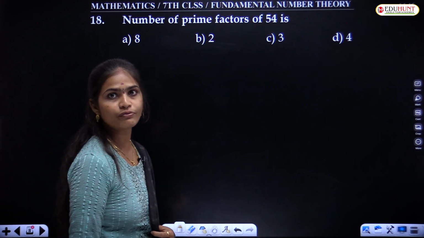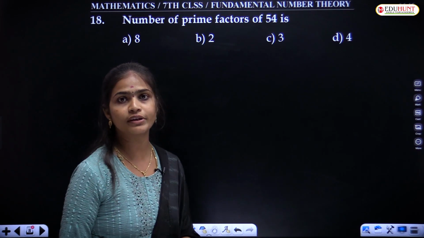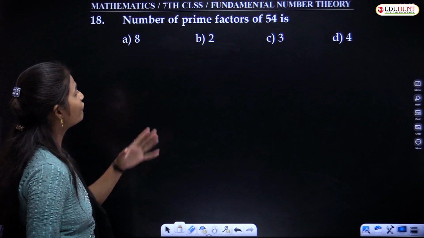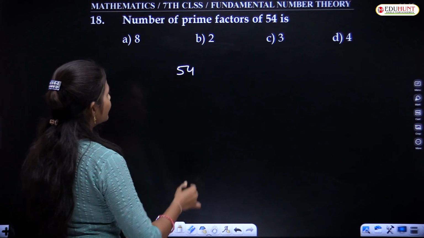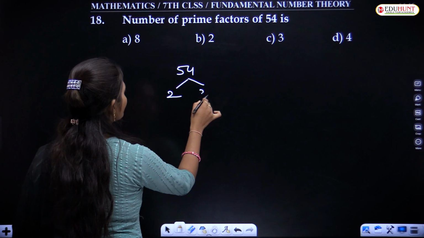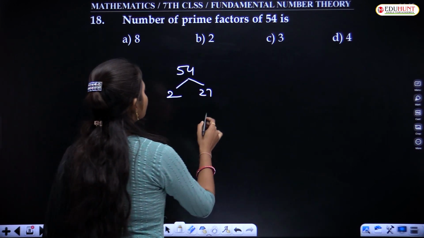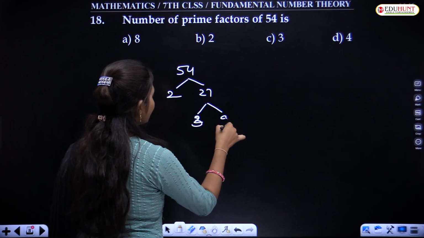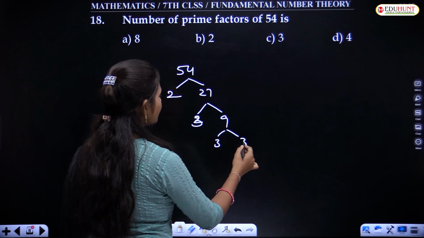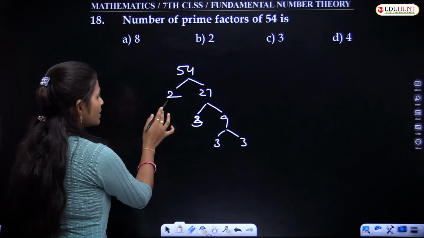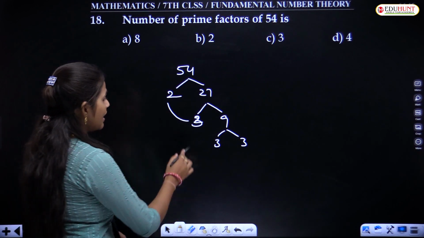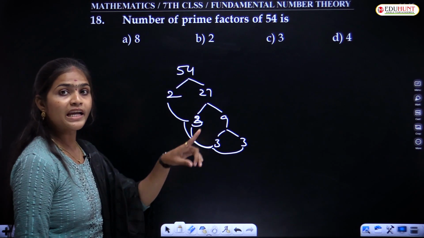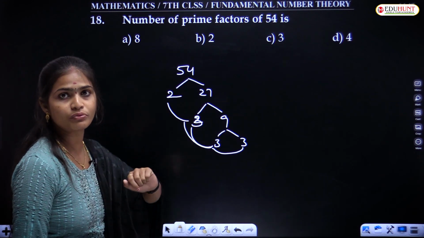Number of prime factors of 54. Here they are not asking for prime factorization. They are asking for the number of prime factors. So we have to write the prime factors. First we can write this as 2 27s. Next we can write 27 as 3 nines, and 9 as 3 threes. This is a factor tree, no? So by using that, 2 3s 6 is one of the factors, and 3 3s 9 is also one of the factors. 3 3s 9, 9 3s 27. So by using this method also we can write the factors of the given number.